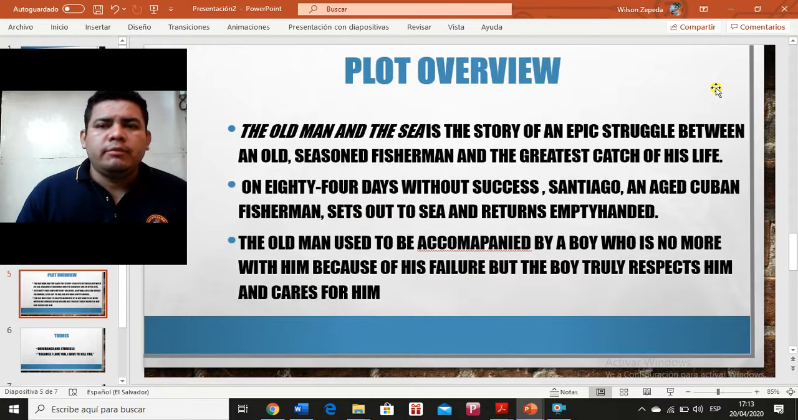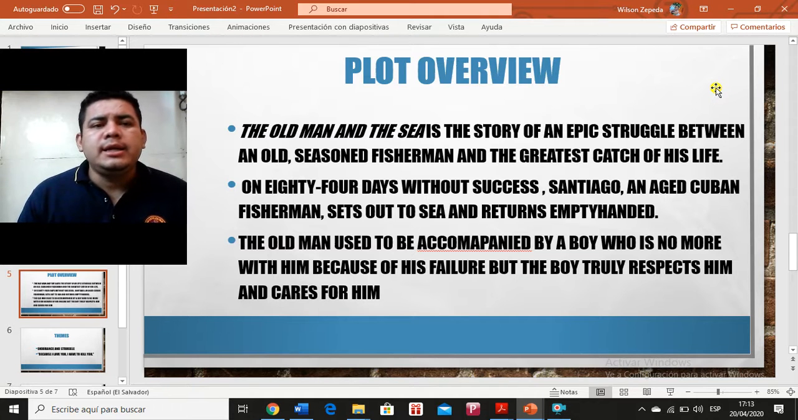So the plot overview. The main thing is that The Old Man and the Sea is a story of an epic struggle between an old seasoned fisherman and the greatest catch of his life. In this case, the fish, right, the marlin. He hadn't caught anything for 84 days, and he hadn't had any success. So he decides to go one more time to the sea to catch something, right? And his biggest dream is to catch the marlin.